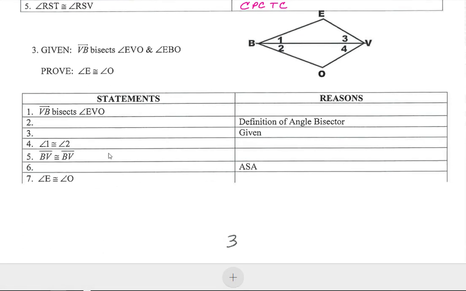Looking at number 3, they're telling us that VB bisects both of those vertex angles, the one at B and the one at V. So what that's going to do is give us angle 1 congruent to 2 and angle 3 congruent to 4. And with BV reflexive as the included side, it's going to set up an angle side angle pattern. So VB bisects EVO is given. By definition of angle bisector, we get angle 3 is congruent to angle 4.